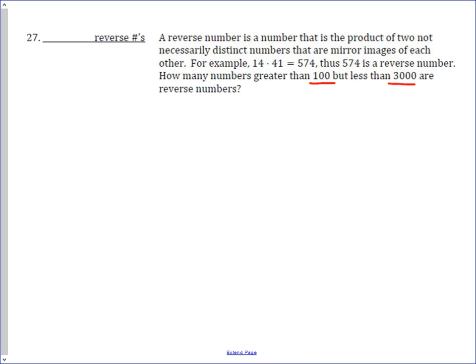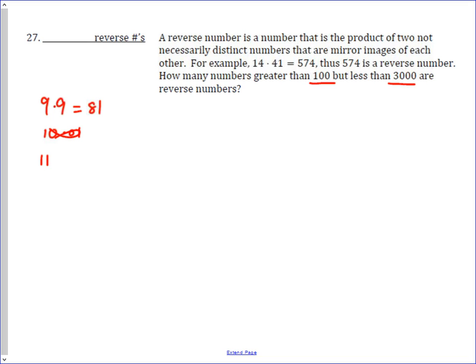First off, recognize that single digits are mirror images of themselves, and since 9 times 9 is 81, none of the single digit numbers are going to create a reverse number that is greater than 100. Okay, so if we then start looking at the teens, 10 doesn't work because the mirror image of 10 is 01, and we don't consider that to be 10, so that's not going to work.